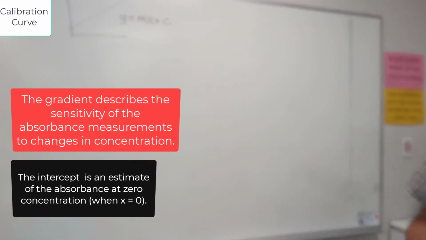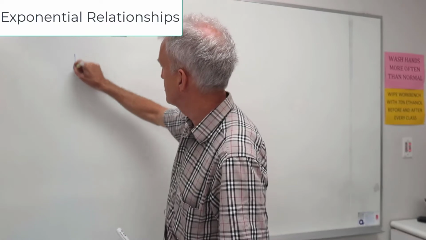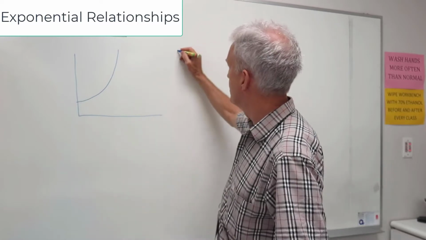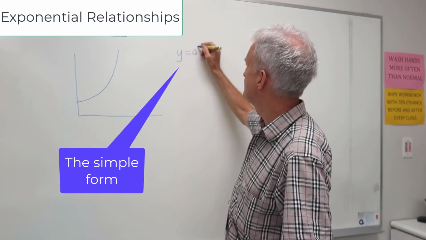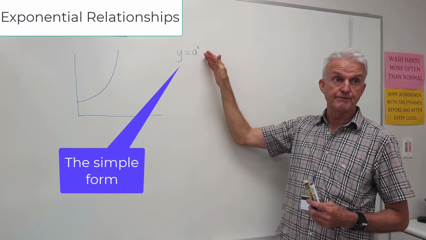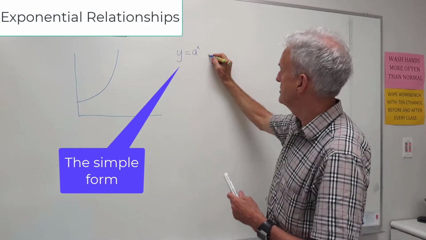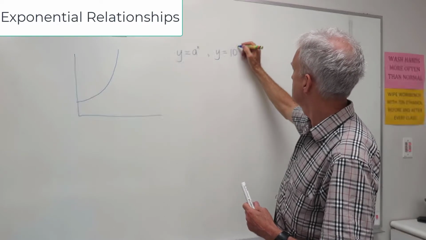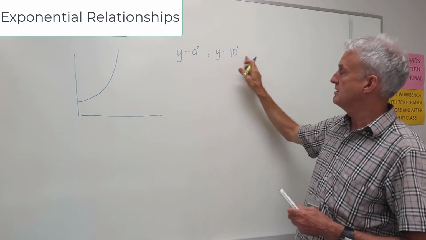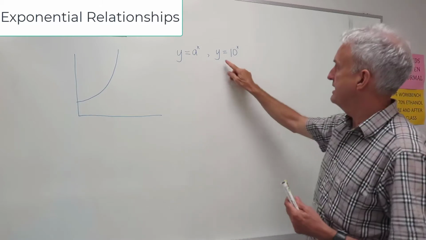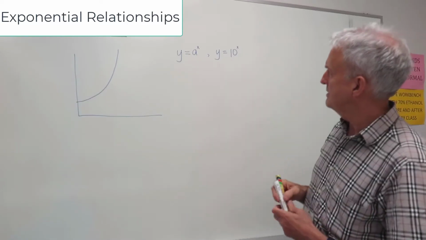Now, many physical relationships are actually exponential, and it turns out that there are just two parameters. An exponential equation, in the very general form, is y equals a to the x. The most often seen one, similar to your pH, is base 10, so you can use this relationship and the log base 10 to calculate absorbance and pH and so on.